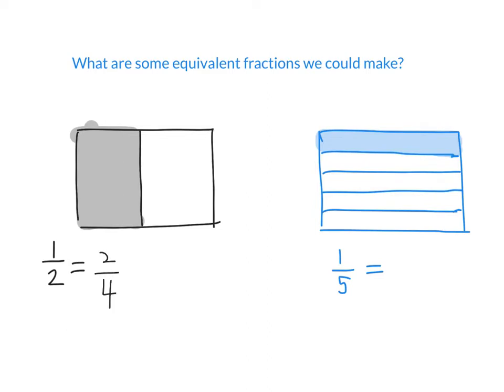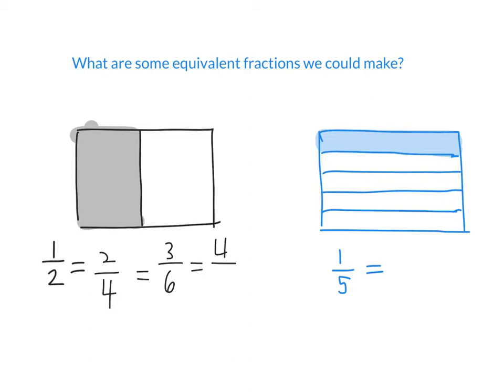What if I split it this way? Now how many equal spaces are there? 6, and how many are colored in? 3. So is 1/2 also equivalent to 3/6? Did I change how much of the rectangle is colored in? No, so the same value is colored in. Very good. So that's also equivalent to 3/6. What if I put 4 lines like this? How many spaces are there now altogether? 8, and how many are colored in? 4. So is 1/2 also equivalent to 4/8?